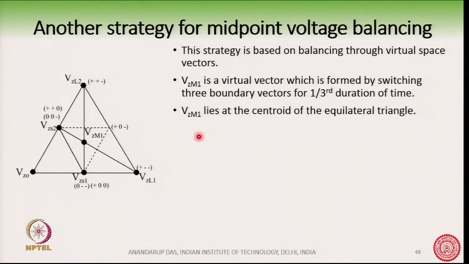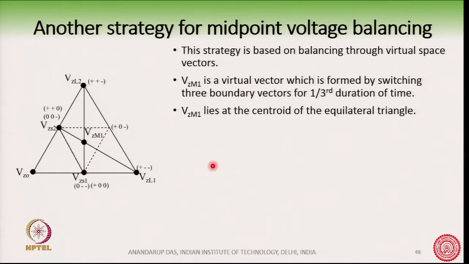So, how can we produce this vector? We can produce this vector by applying this vector and this vector for equal duration of time. If I apply these 3 vectors for equal duration of time, I will get this vector, which is at the centroid of the triangle. Similarly, if I apply this and this for equal duration of time, I will get this vector.